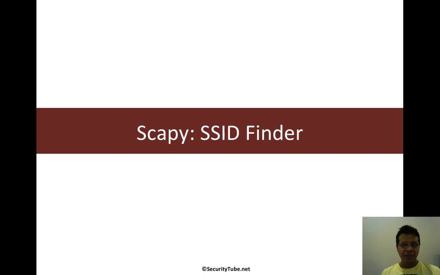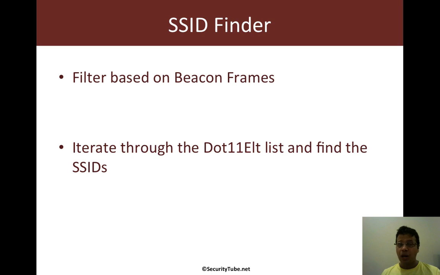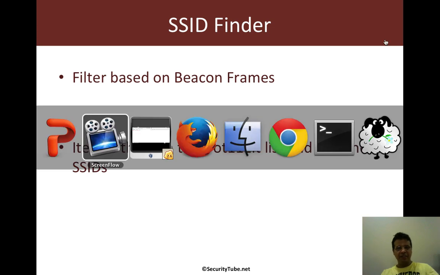Now, in this video, we're going to make a little bit more progress and create our own SSID finder using Scapy. So, how do we do that? Well, very simply, just two steps. Step one, filter based on beacon frames, and step two, iterate through all the tagged parameters and find the SSID. So let's jump right in.